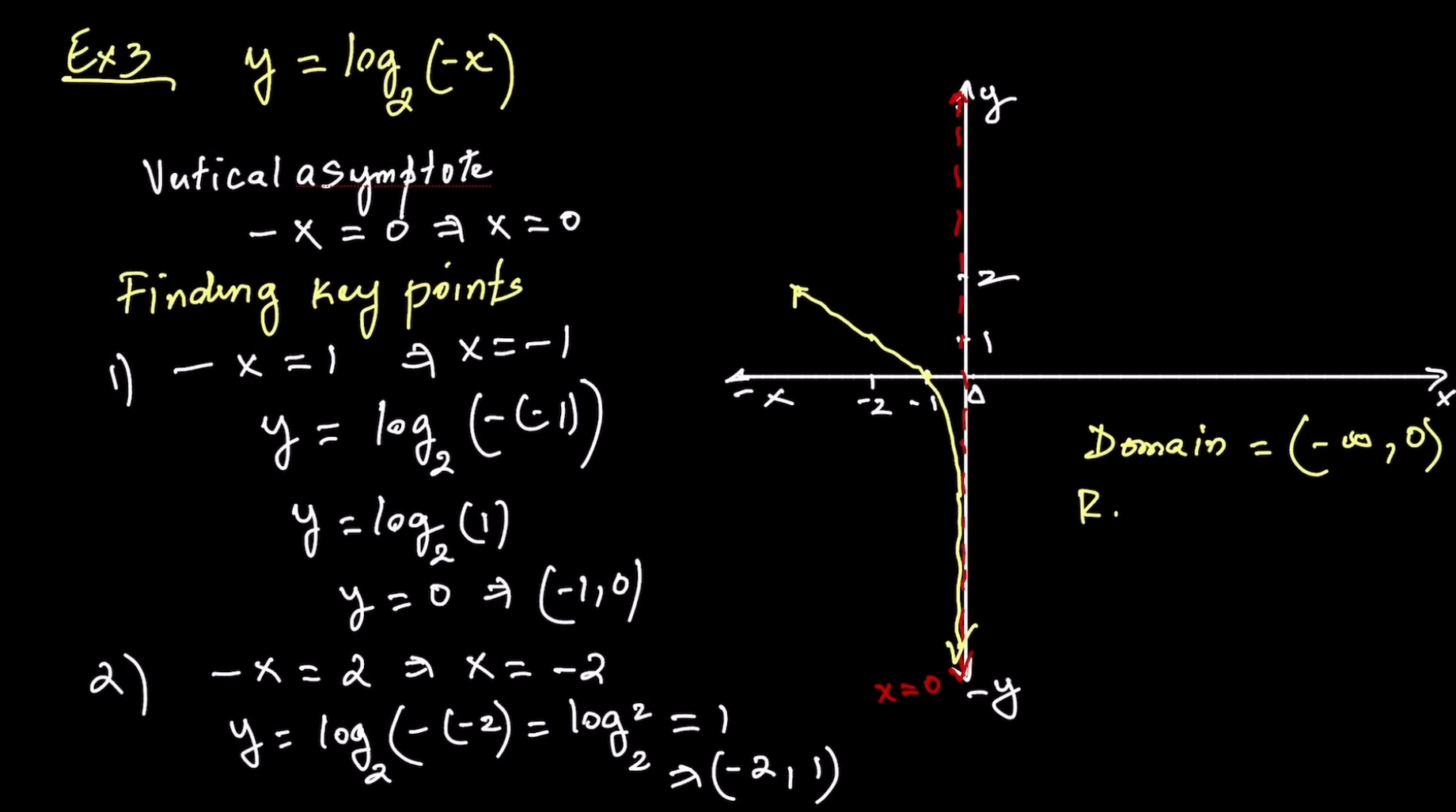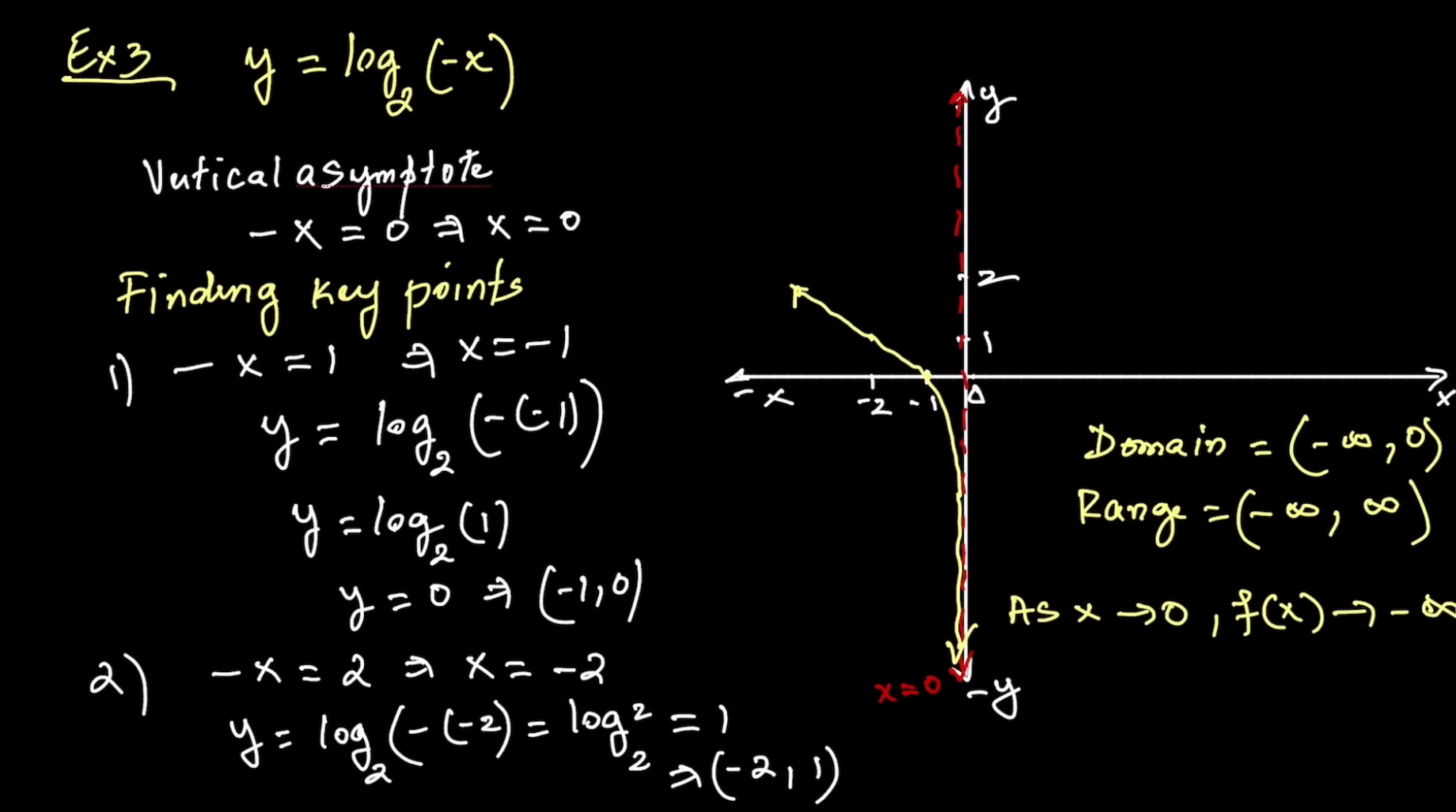This means the function only exists for negative x values. The range is negative infinity to infinity. The function can produce any y value. As x approaches 0 from the left, f of x goes to negative infinity. The graph shoots downward as it gets closer to the asymptote. As x approaches negative infinity, f of x goes to positive infinity. The graph continues upward as we move further left. This completes our analysis of the reflection over the y-axis.